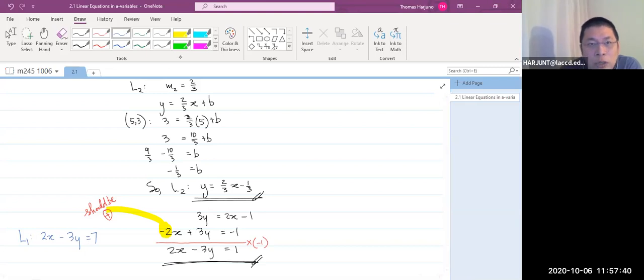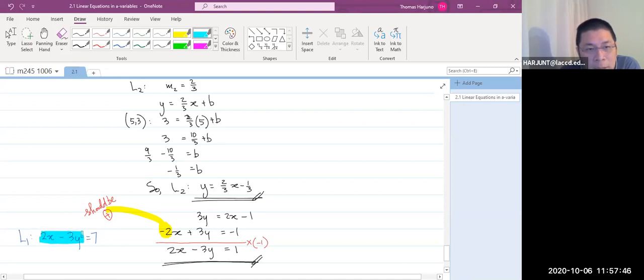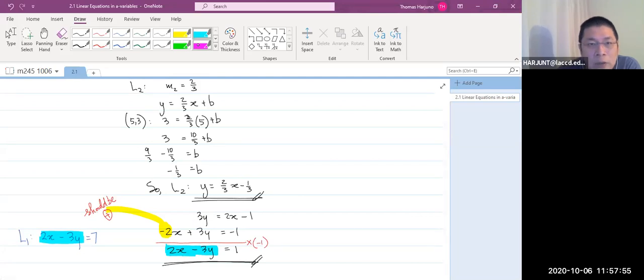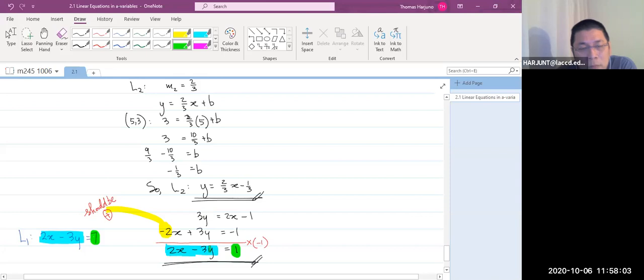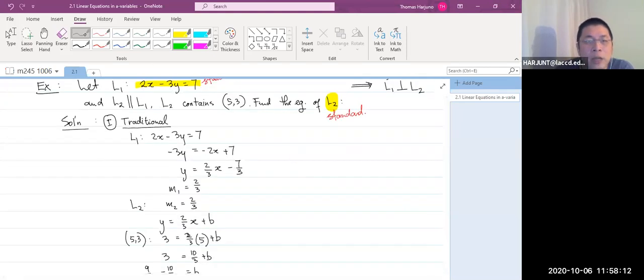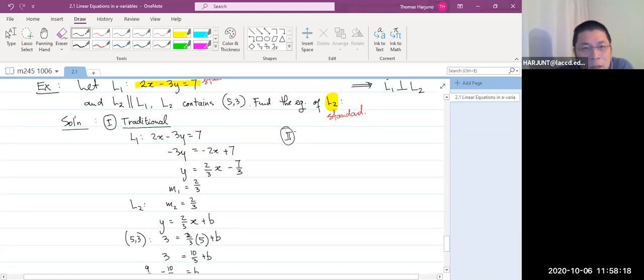Now what I want you to do is to compare. Notice that if two lines are parallel, the slope must be the same. In standard form, the variable terms must be the same. The only difference must be the constant part. That's the only difference. So what, Thomas? So the following. That leads us to the second method, a second method that is based on more understanding.